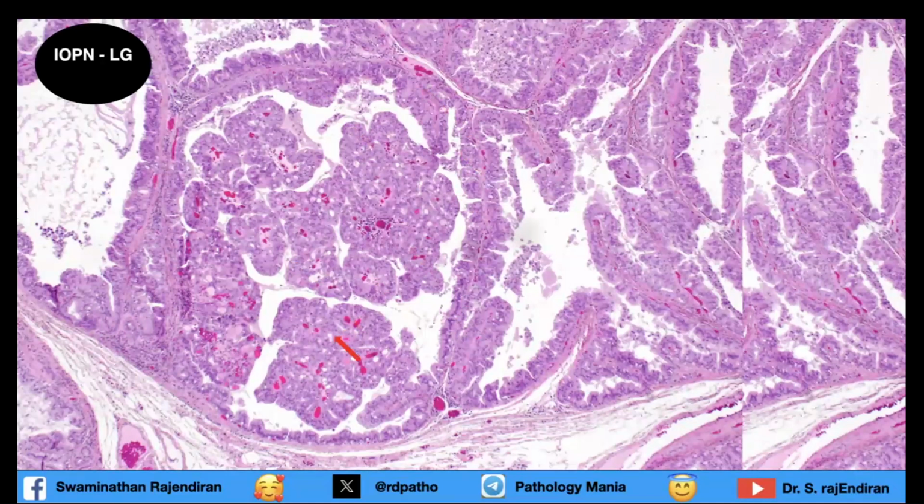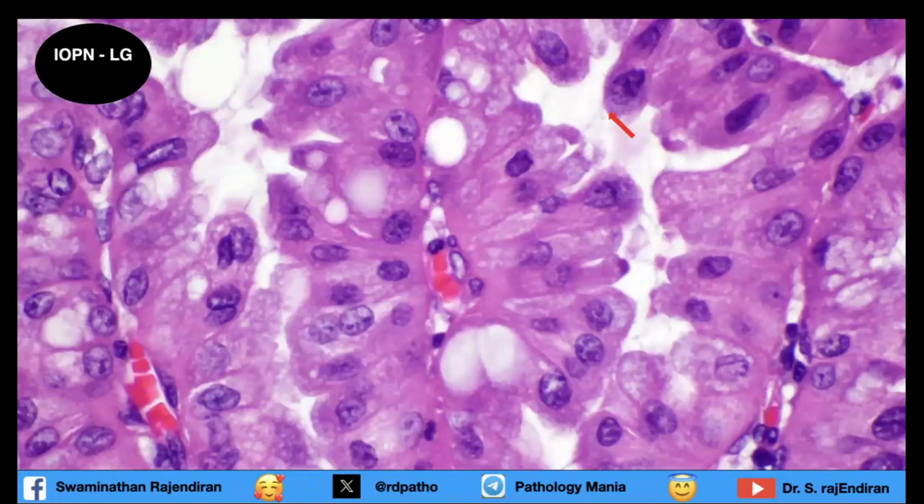You can see the low grade dysplasia with oncocytic cells that can be appreciated very nicely in the higher power. This is again low grade because they are not that much stratified, and all the nuclei are running in one direction. No comedonecrosis or no severe atypia.